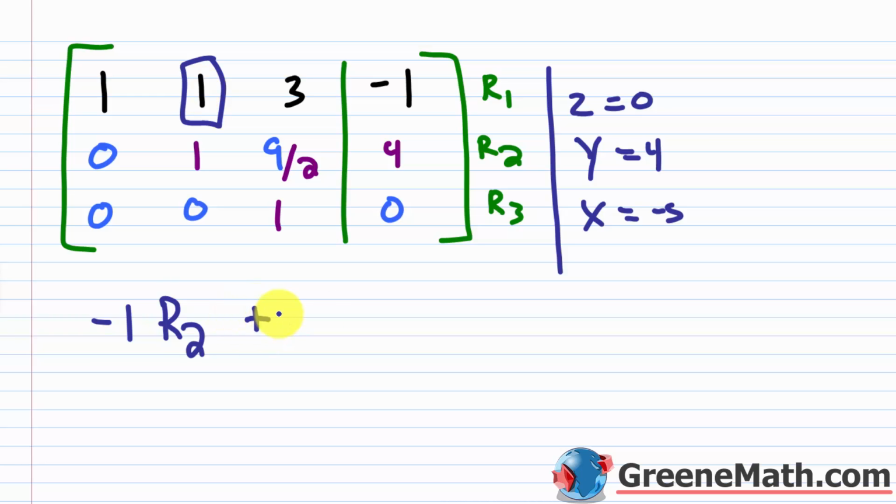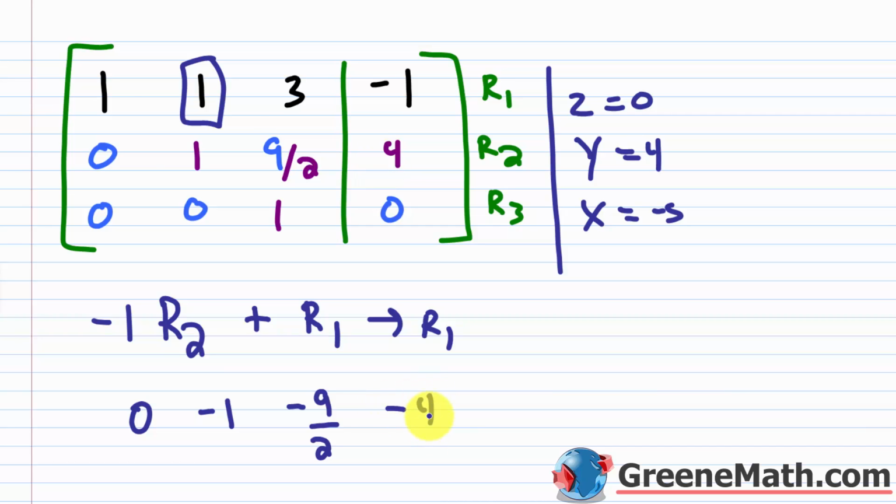I'm going to add the result to row 1. Okay, that's how I'm going to get my new row 1. So let's just go through and multiply -1 times everything in row 2. So -1 times 0 is 0. We have -1 times 1, which is -1. We have -1 times 9 halves, which is -9 halves. And then we have -1 times 4, which is -4.